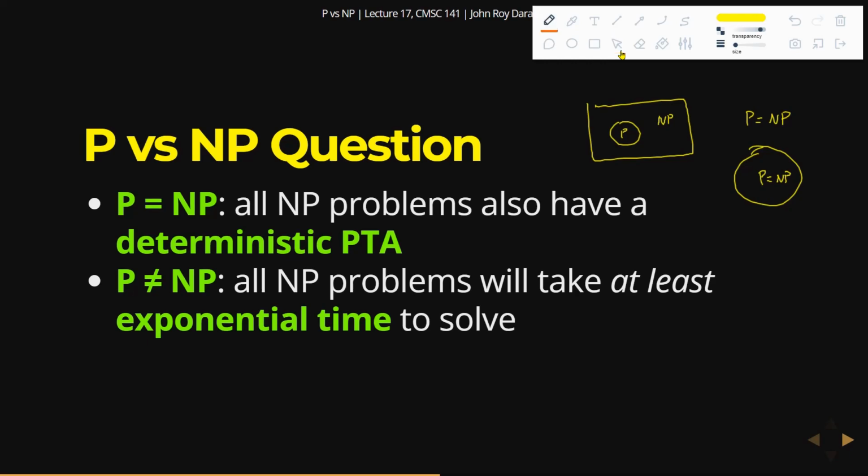If P is not equal to NP, then that means that they are totally different, and all NP problems, including vertex cover, independent set, and clique, will take at least exponential time to solve. So no polynomial time algorithms on a deterministic computer. That means that the problem of the three friends will take at least exponential time to solve on our current computers, if it is proven that P is not equal to NP.